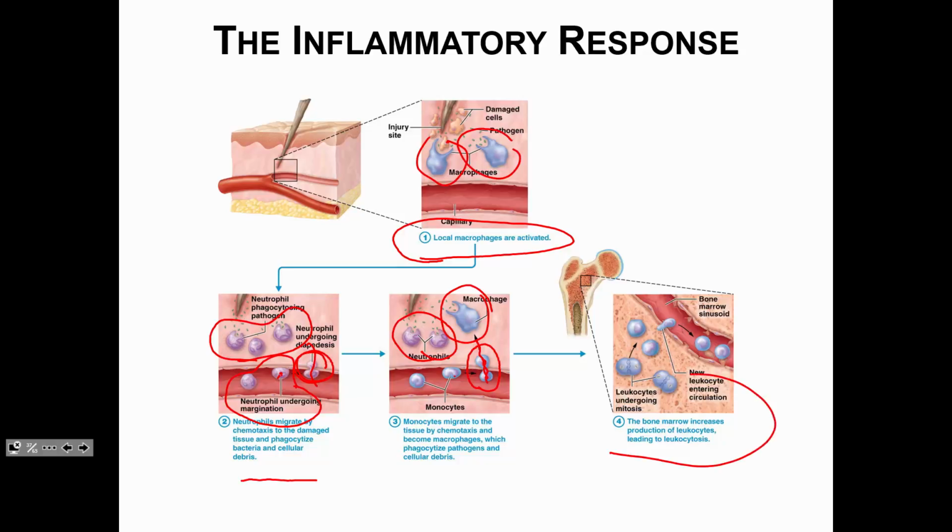And then over here you've got the bone marrow. Increases the production of leukocytes, which leads to leukocytosis, which is that high elevated white cell count. Okay, all right, we're going to stop there and we'll finish up with fever in the next video.